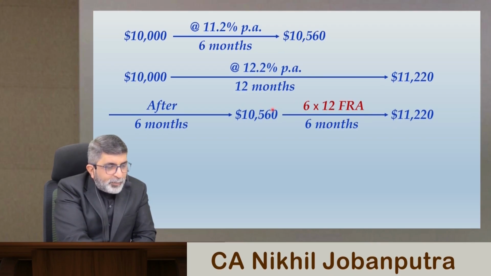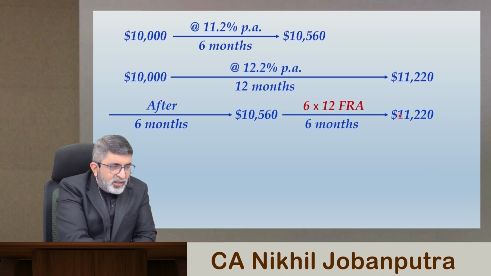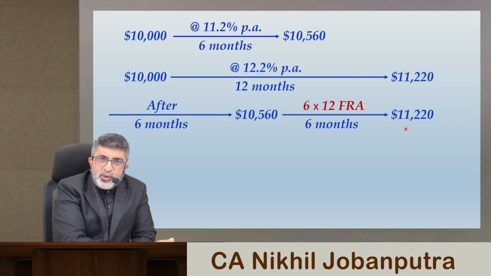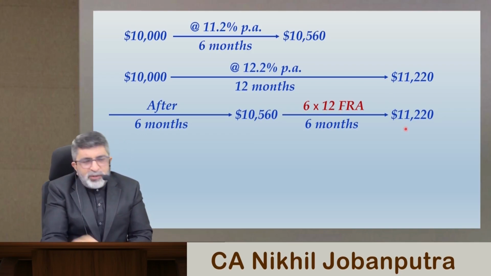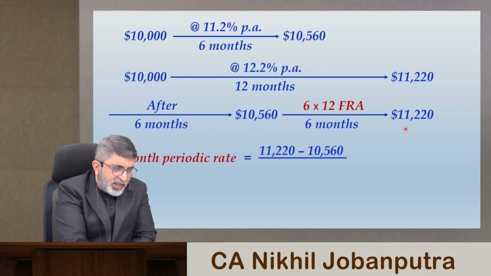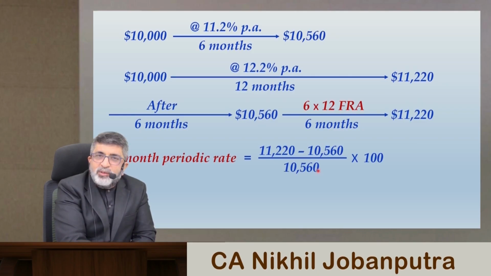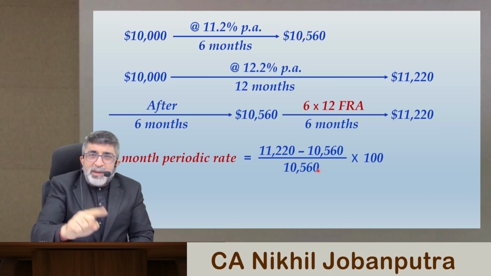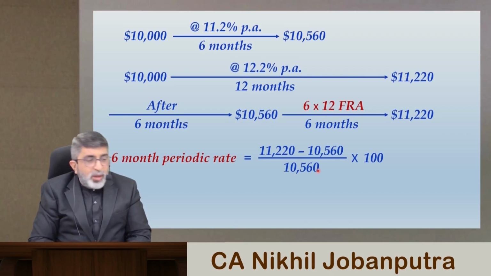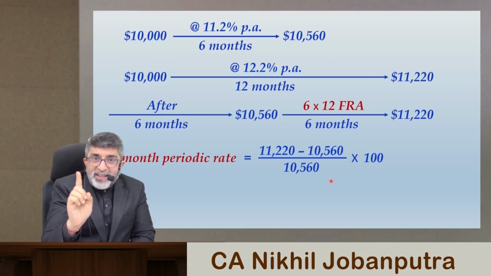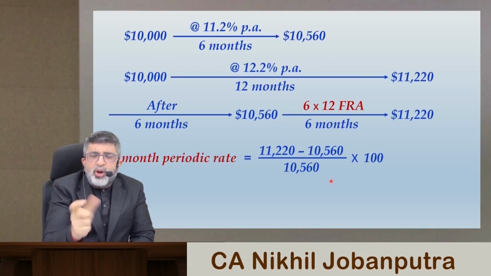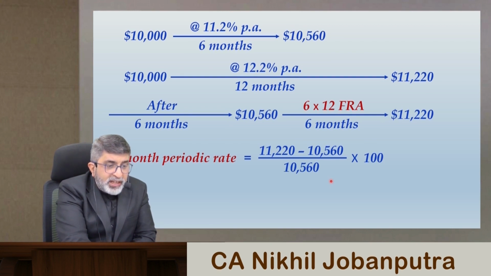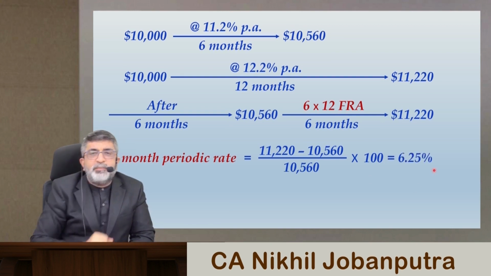So we will first find the periodic rate. What you have to do is a very, very simple task. Logically, this is becoming this much. That is 10,560 is becoming 11,220 in 6 months time. So what is the rate of return? Simply compute the 6 month periodic rate by taking 11,220 minus 10,560 divided by 10,560. You know what we follow as P1 minus P0 divided by P0. But whatever you get will not be the annualized rate. It will be the rate of return for 6 month or the borrowing rate for 6 month. So periodic rate for 6 month is coming to 6.25%.